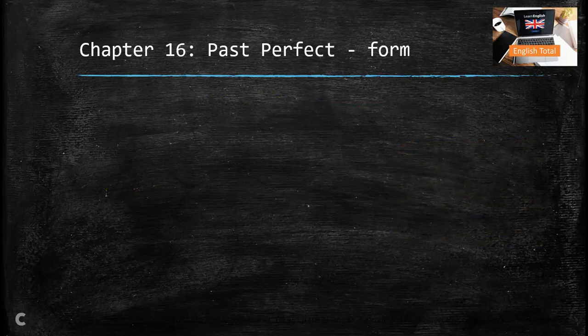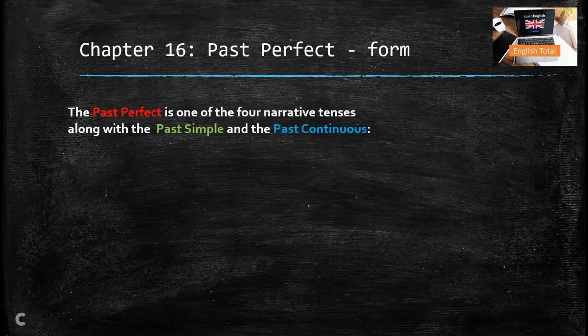Finally, let's take a minute to talk about one of the most common uses of the past perfect. The past perfect is one of the 4 narrative tenses, along with the past simple, the past continuous, and the past perfect continuous, which we'll talk about in future lessons.